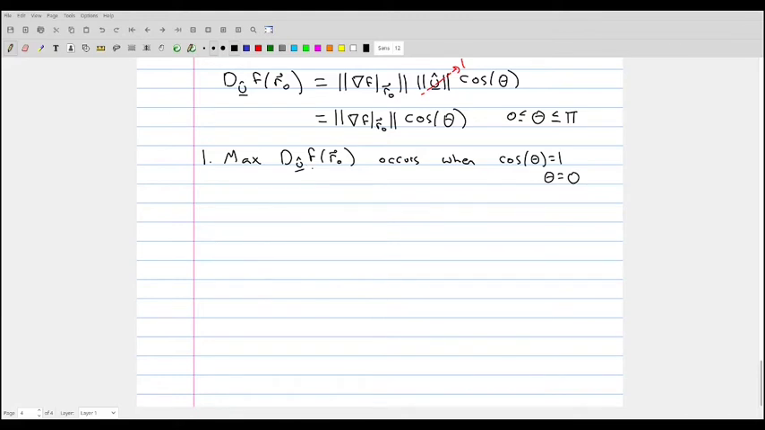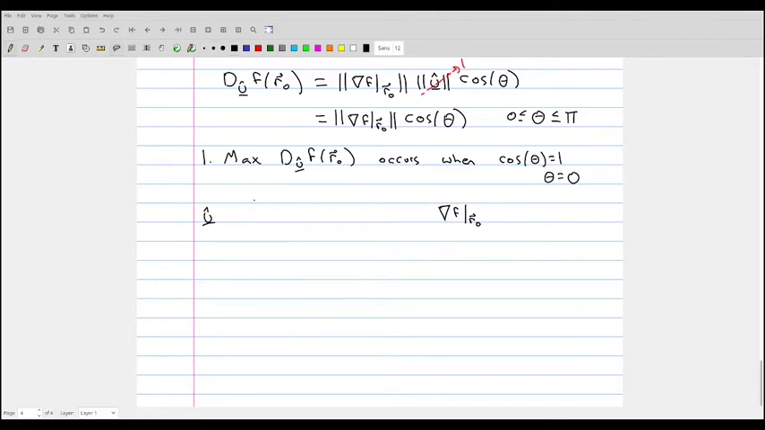And this is interesting because it tells you that when theta equals 0, the directional derivative is maximum. That means that the gradient vector at the point r0 points along u hat, or you could say u hat points along the gradient vector. They're parallel, and u hat is pointing in the same direction. I'll rewrite that to be more specific.